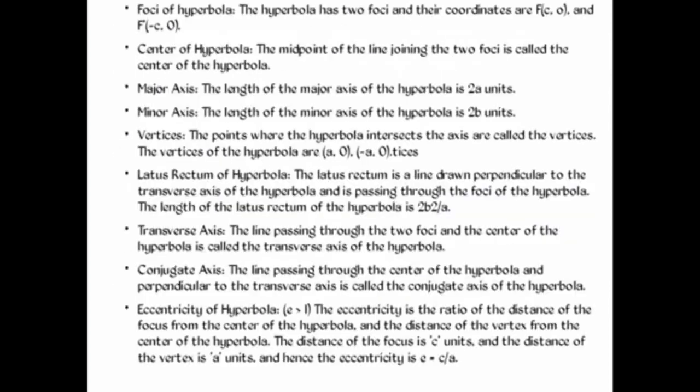The last one is the eccentricity of the hyperbola, e greater than 1. The eccentricity is the ratio of the distance of the focus from the center of the hyperbola and the distance of the vertex from the center of the hyperbola. The distance of the focus is c units and the distance of the vertex is a units, and hence the eccentricity is e equal to c all over a.